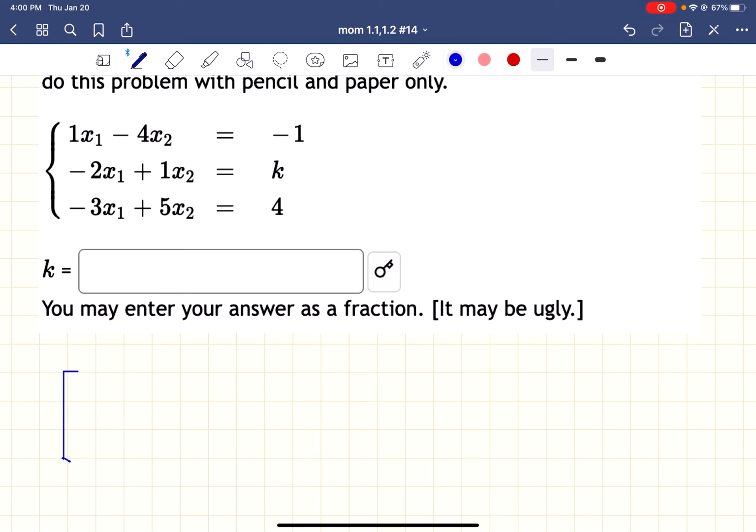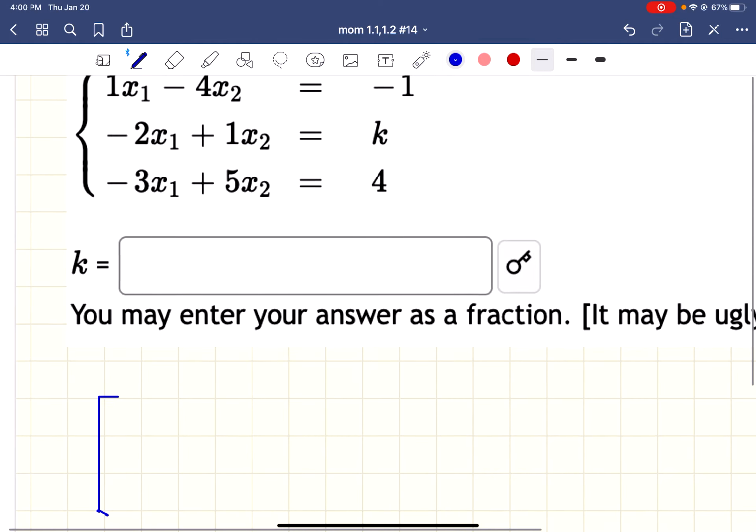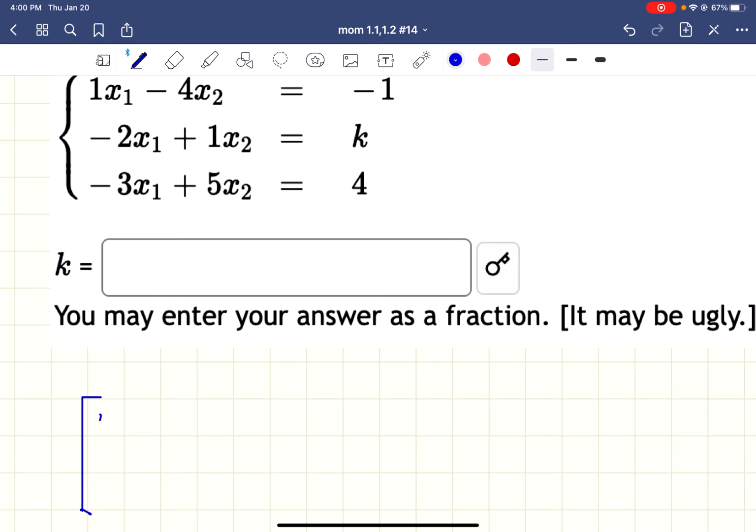So the first column will be the coefficients of the first variable, the 1, the -2, and the -3. The second column will be the coefficients of the second variable, -4, 1, 5. And then I always draw a line when I'm doing an augmented matrix. And the third column will be the constants on the right-hand side of the equations. So this matrix represents the system of equations.